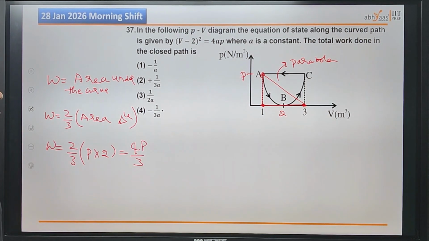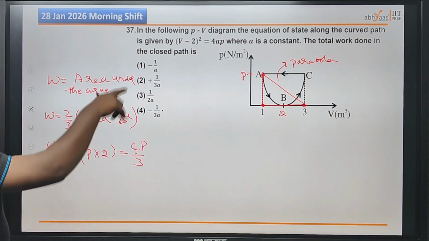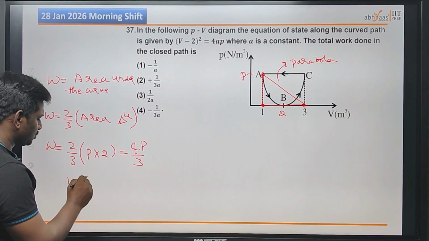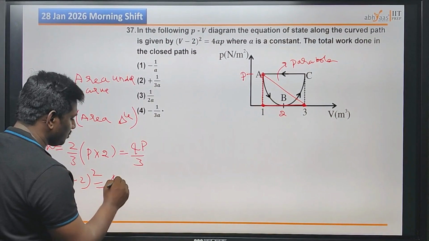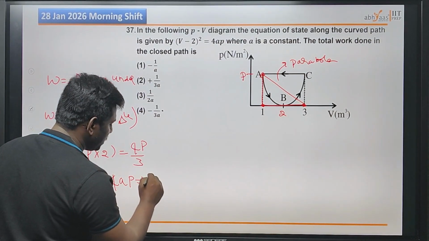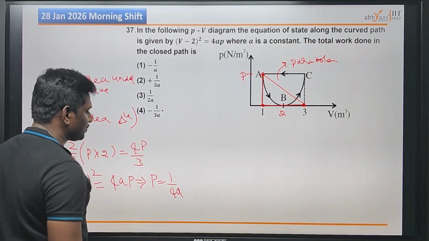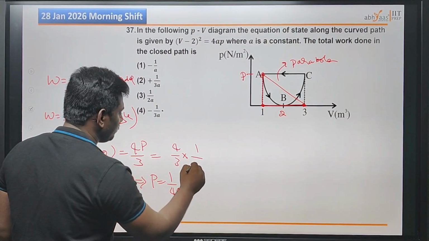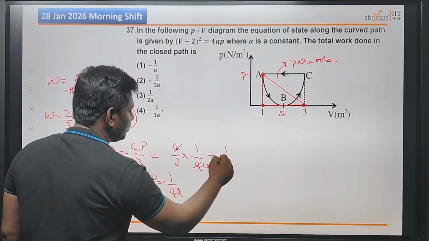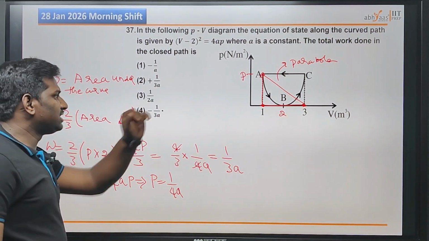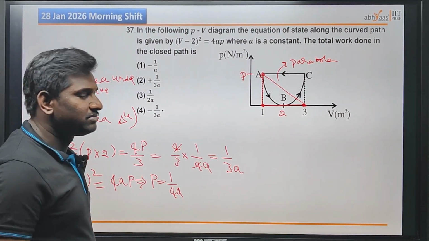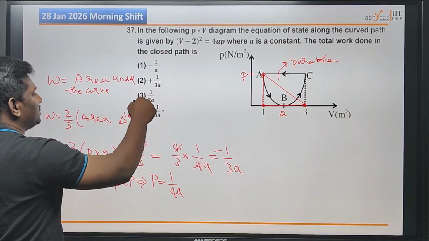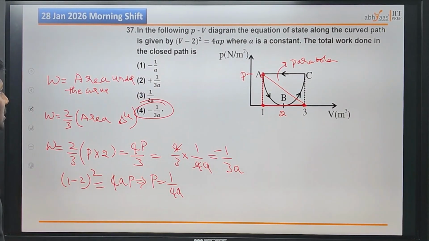If you see that condition, the equation they have given, from the equation, the expression (1 minus 2) whole square can be written as 4AP. From this you have to find P equal to 1 by 4A. So if you substitute 4/3 times 1 by 4A, the 4 gets cancelled, giving 1 by 3A. Which is in a reverse direction, so which is in anti-clockwise direction, you have to take a negative. So from this, option 4 is your answer.